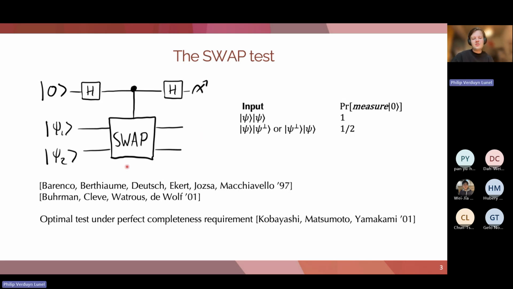And you can actually prove, and this was done, I think, in the initial paper already, and later extended, that the swap test is the optimal test that can distinguish between these two cases of either equal or orthogonal input states. And I think it's in the 50-50 input regime. And it was proved under the so-called perfect completeness requirement. Perfect completeness here means that you're never allowed to say unequal inputs when the inputs were actually equal. That is the scenario where these things were proved. And indeed, the swap test will always answer equal on equal inputs. So that's a property of the swap test.